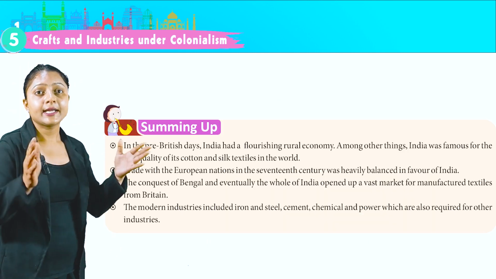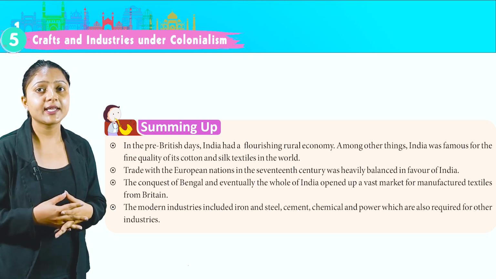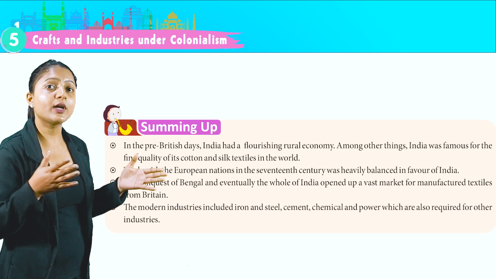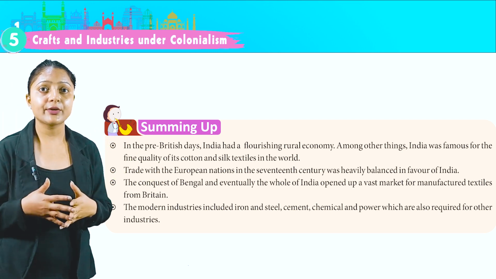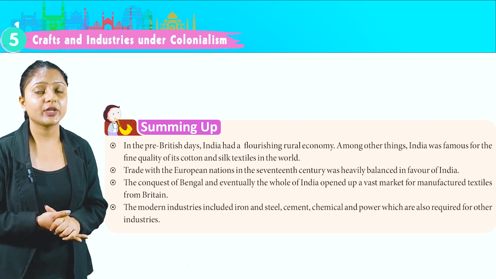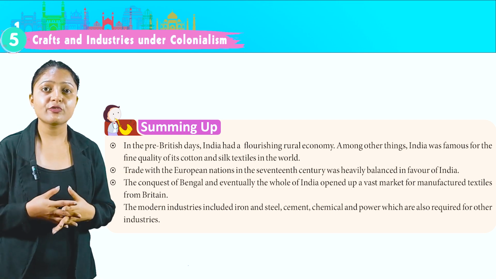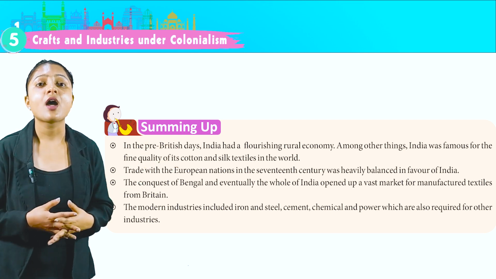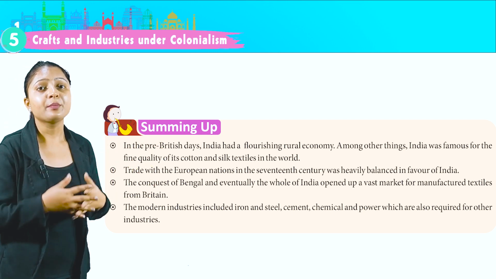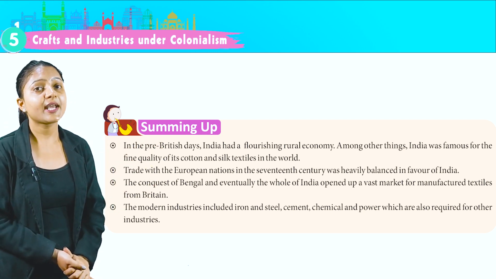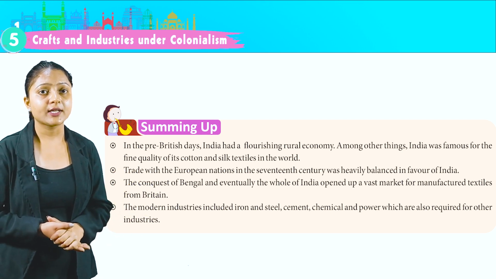Summing up, in the pre-British days, India had a flourishing rural economy. Among other things, India was famous for the fine quality of its cotton and silk textiles in the world. Trade with the European nations in the 17th century was heavily balanced in favor of India. The conquest of Bengal and eventually the whole of India opened up a vast market for manufactured textiles from Britain. The modern industries included iron and steel, cement, chemical and power, which are also required for other industries.